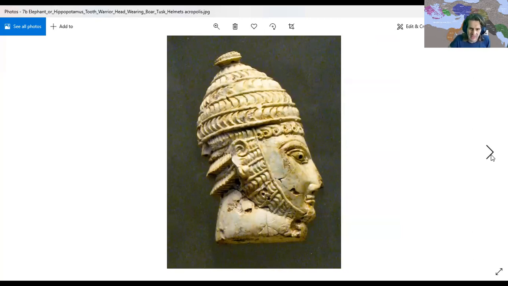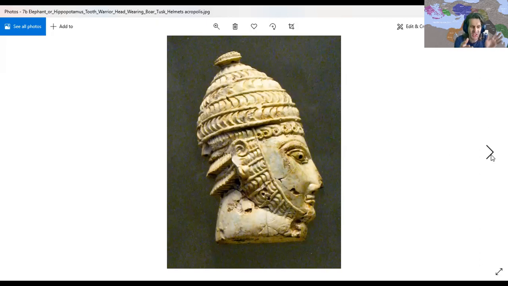And you can basically get an idea that this is actually carved out of a hippopotamus's tooth. Some say an elephant's tooth, but one or the other. You can clearly see there the facial hair is under the chin rather than on the chin itself. This is a typical Mycenaean feature rather than, say, a feature of a Babylonian or somebody from the Hittite kingdom, who would have worn their beard on their chin. So that's looking a little bit more at art.